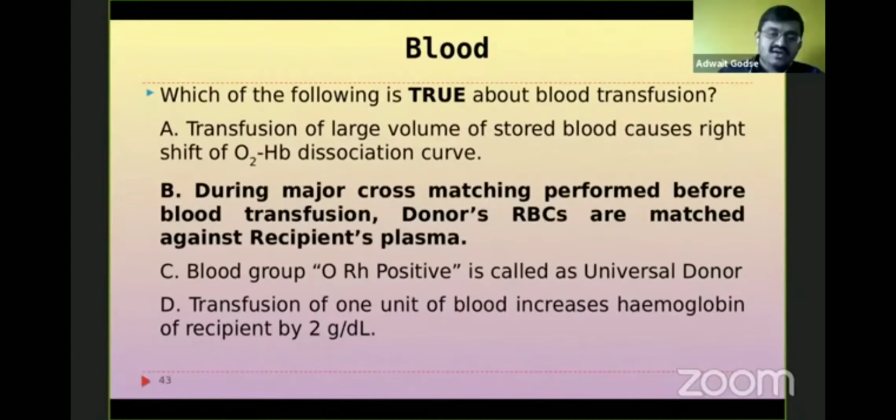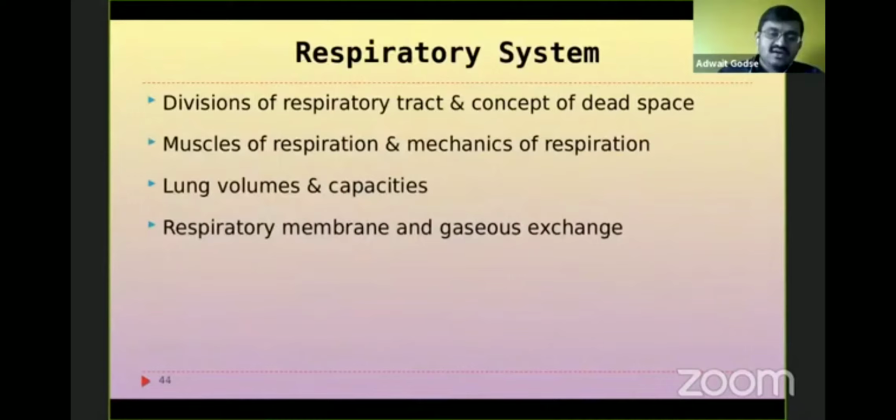To 1 gram percentage. Is this clear? Next system will be respiratory system. Now we are left with respiratory system, renal, and GIT, and we have approximately 20 minutes time. So let's rush through. Let's quickly go through these systems.